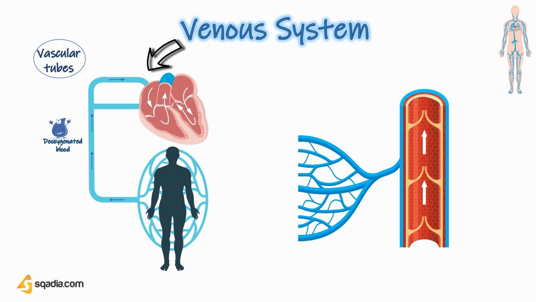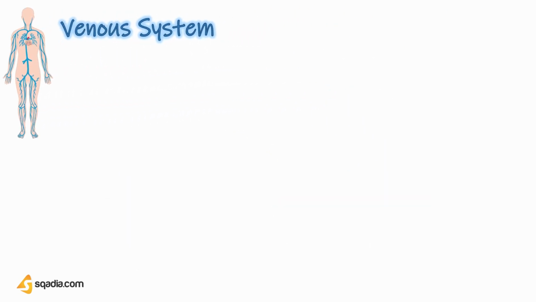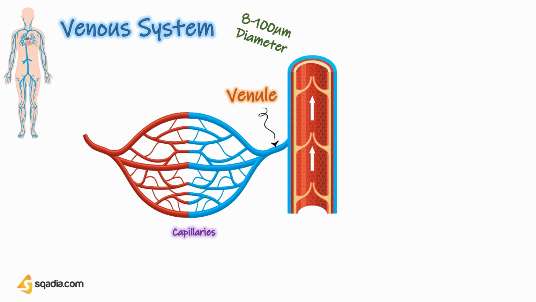The venous system is composed of those vascular tubes that carry deoxygenated blood, except the pulmonary vein, from the rest of the body towards the heart. This system comprises venules and veins. The capillaries join to form small veins called venules. These vessels range between 8 and 100 micrometer in diameter, with the smallest venules made up only of endothelium. Venules then combine to form veins.